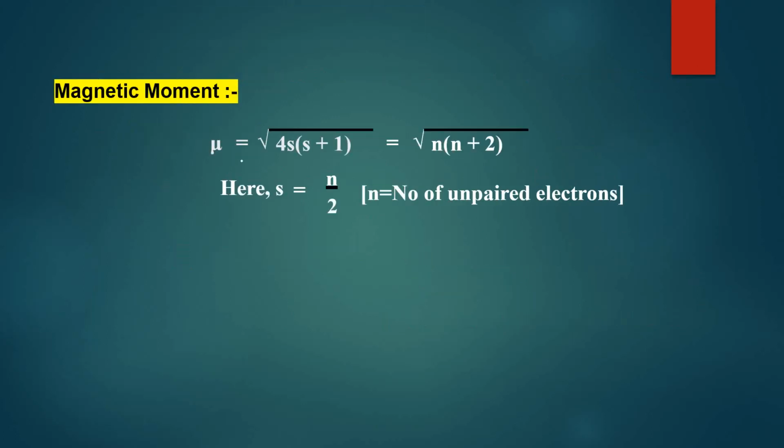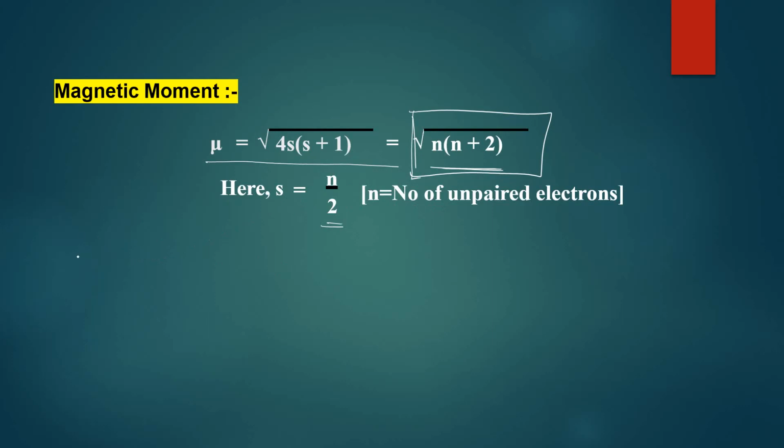And whether a substance is diamagnetic or paramagnetic can be determined using a formula. Mu is equal to root of s into s plus 1, where s is equal to n by 2. That gives rise to another formula, root of n into n plus 2. This is an important formula that we use. At your senior secondary level, we can use this formula, where n is the number of unpaired electrons.